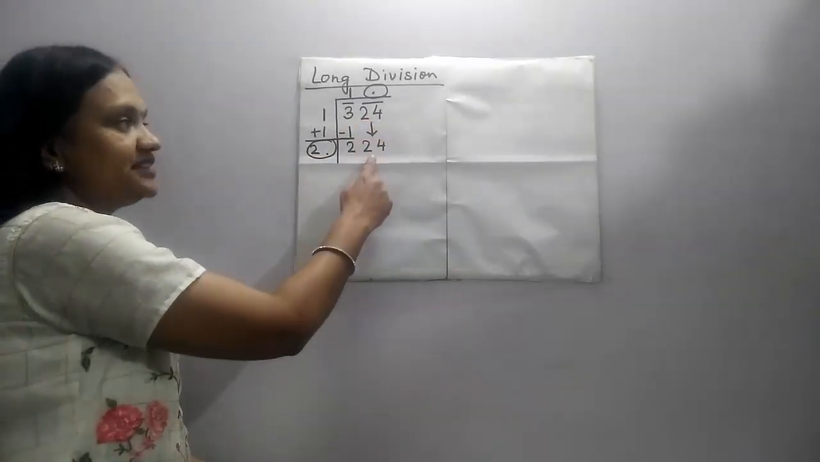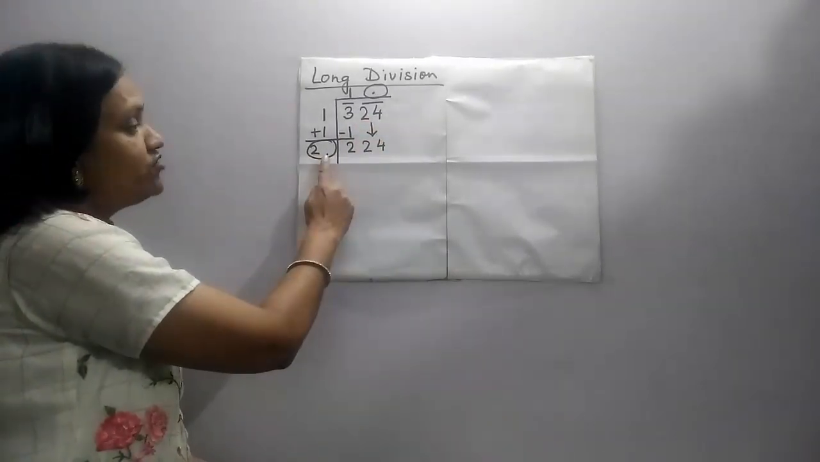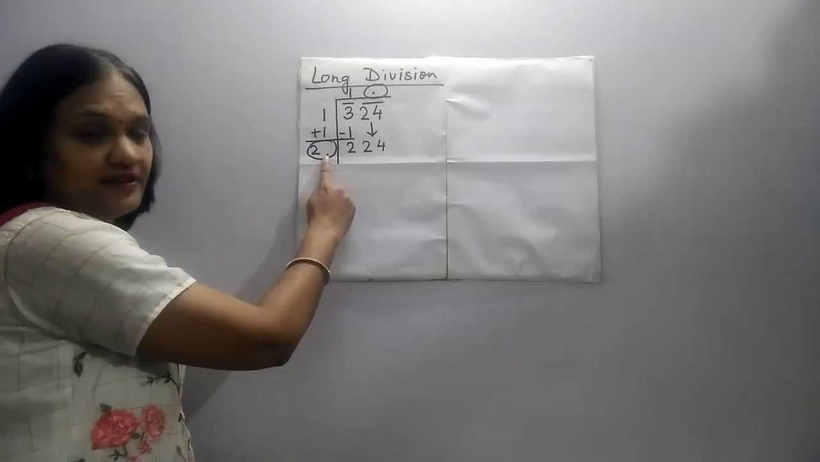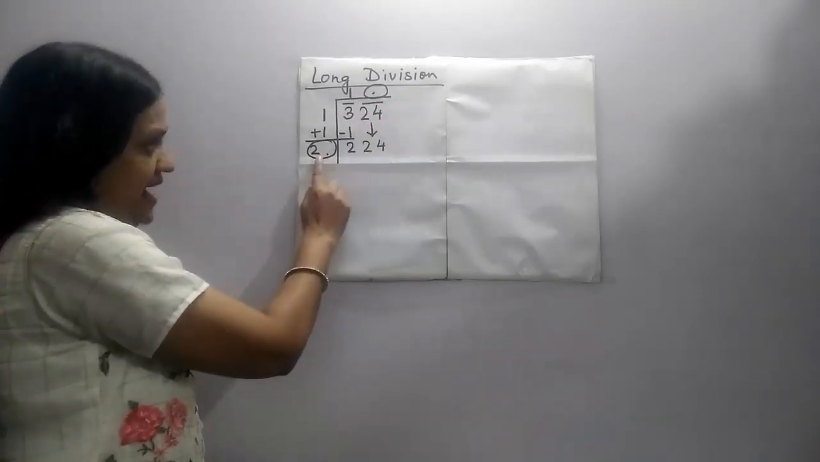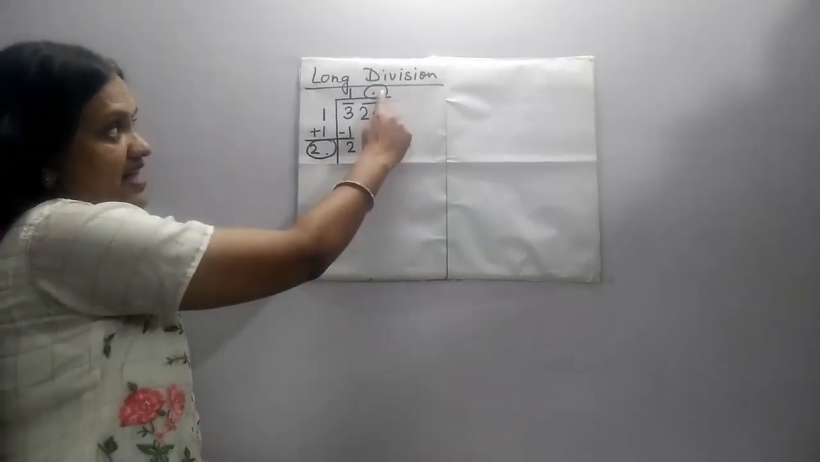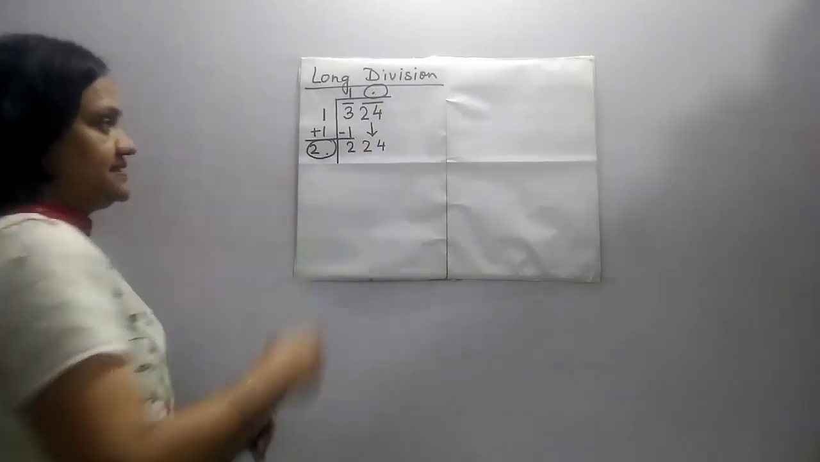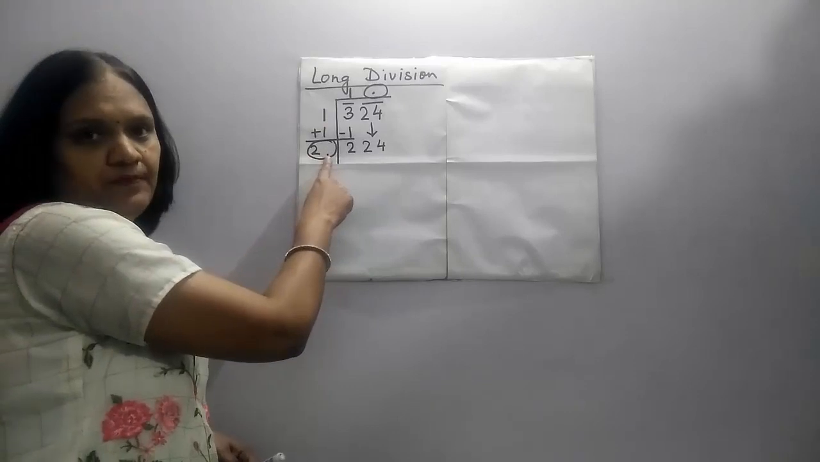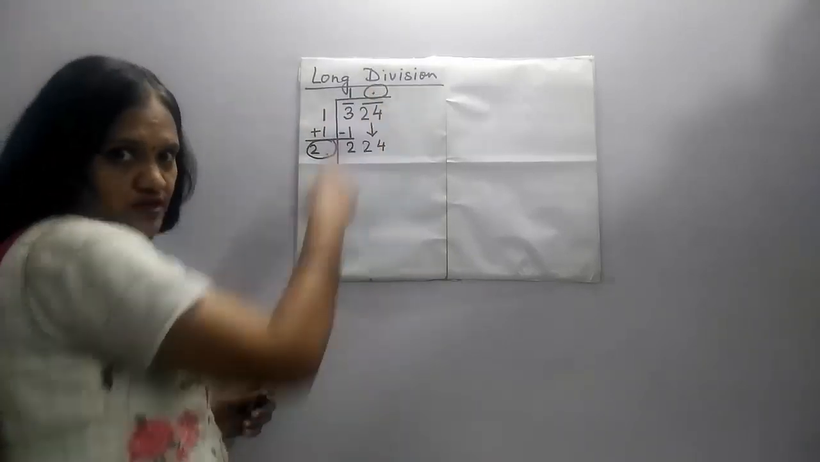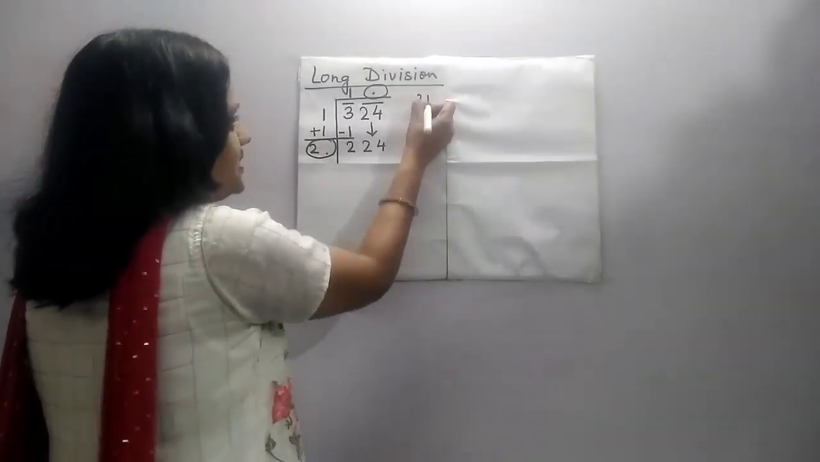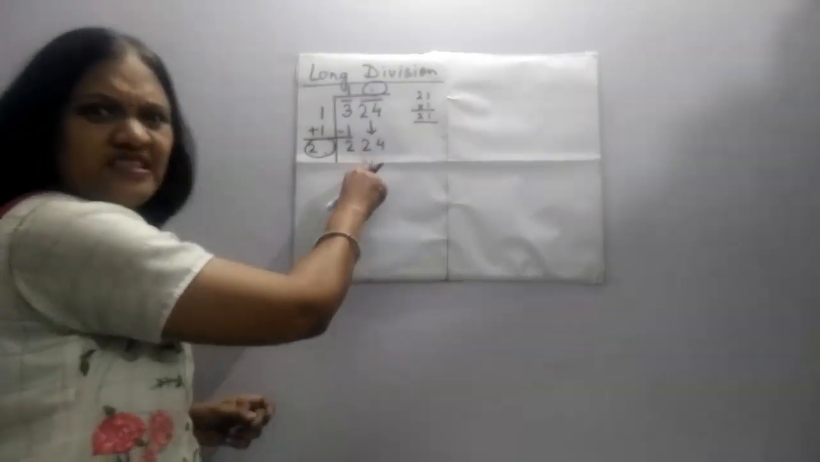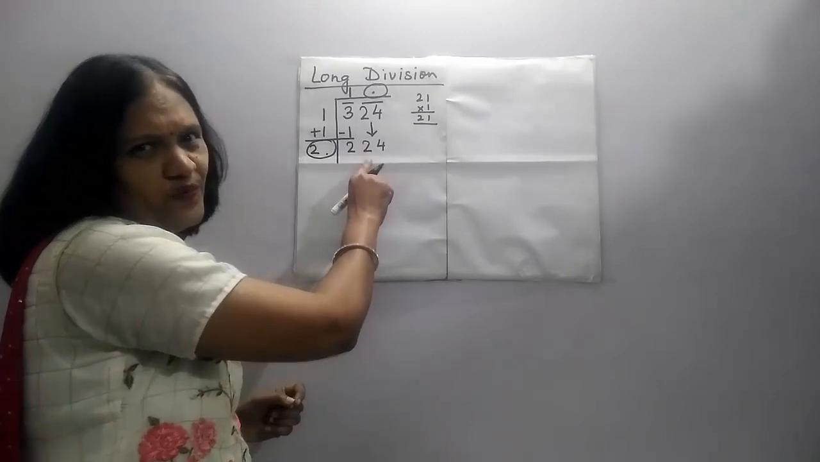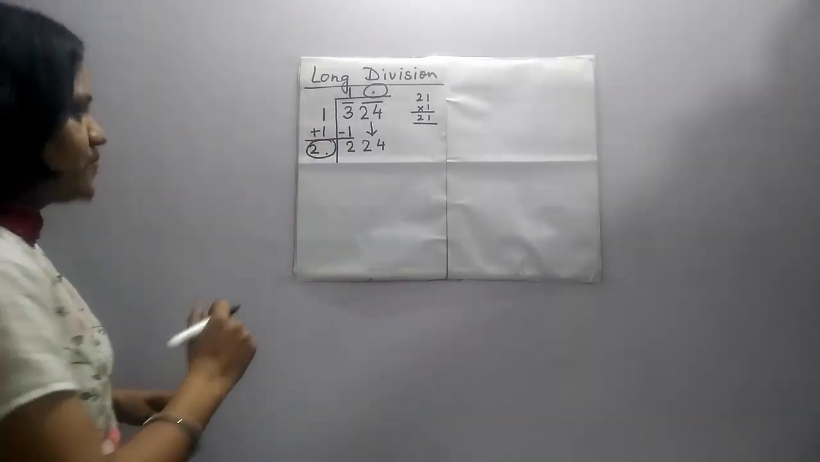So we bring the 24 down. Now whichever digit I write here, I have to write it over here also, and this entire thing has to be multiplied by this. Suppose I write 1 here, then I have to write 1 here also. So 21 into 1 gives 21. Should I write 21 under 224? No. It's very, very small compared to 224.